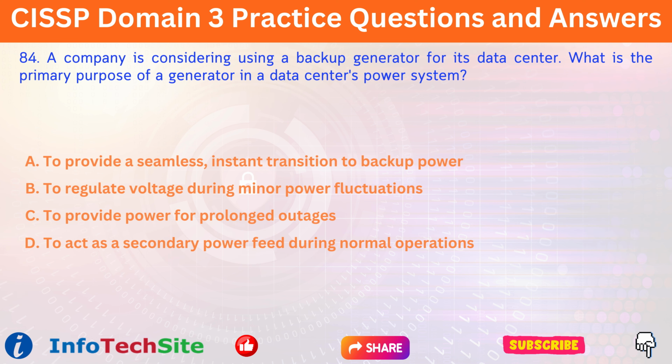84. A company is considering using a backup generator for its data center. What is the primary purpose of a generator in a data center's power system? A. To provide a seamless, instant transition to backup power. B. To regulate voltage during minor power fluctuations. C. To provide power for prolonged outages. D. To act as a secondary power feed during normal operations.